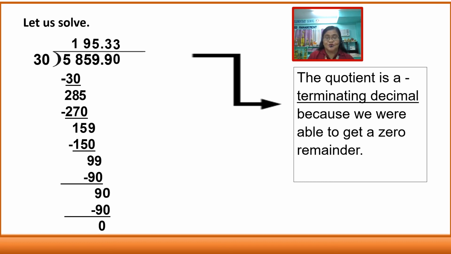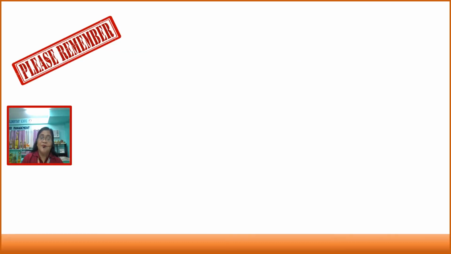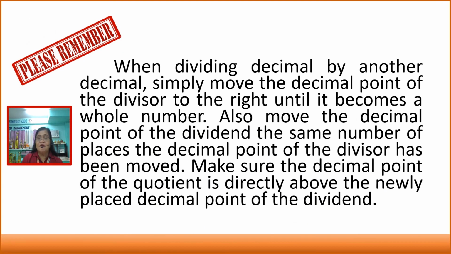Did you understand the lesson now? Please remember, when dividing a decimal by another decimal, simply move the decimal point of the divisor to the right until it becomes a whole number. Also move the decimal point of the dividend the same number of places the decimal point of the divisor has been moved. Make sure the decimal point of the quotient is directly above the newly placed decimal point of the dividend.